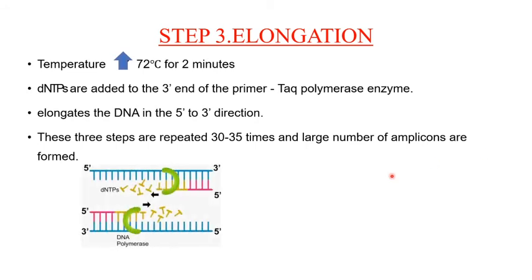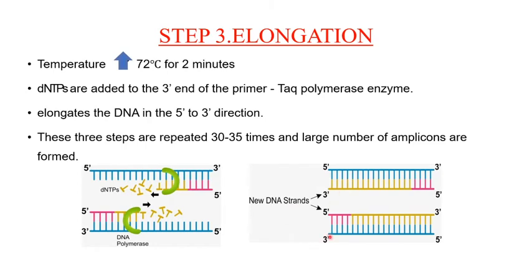We can see in this picture DNA polymerase is adding dNTPs and growing the DNA synthesis in 5' to 3' direction in both the strands. As a result, new DNA strands are formed.